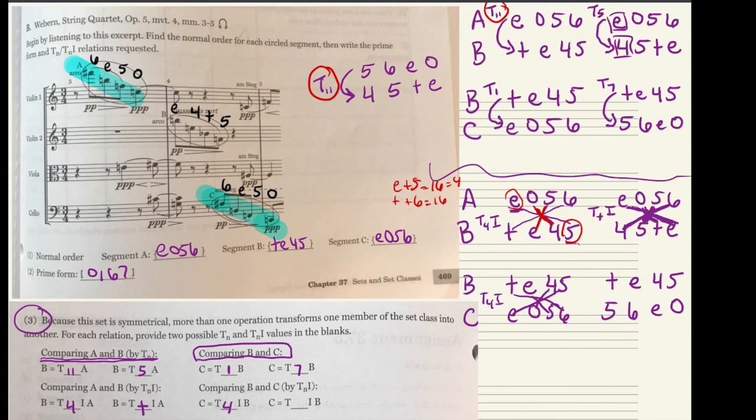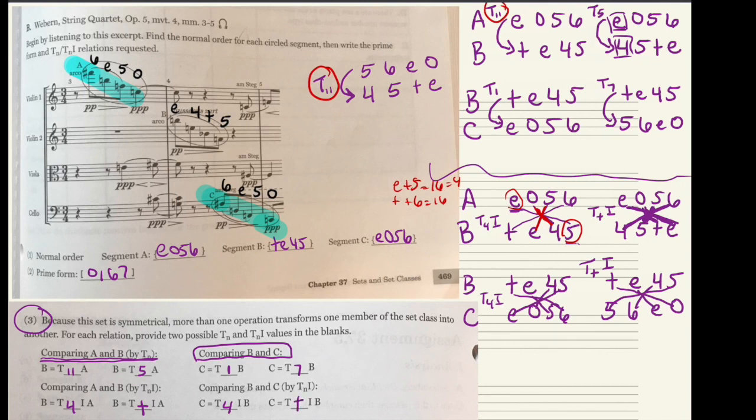Come back. I'm adding the crosses. T plus 0 is 10. 5 plus 5 is 10. 11 plus 11 is 22, which breaks down to 10. And 4 plus 6 is 10. So again, we find that T10I relationship.